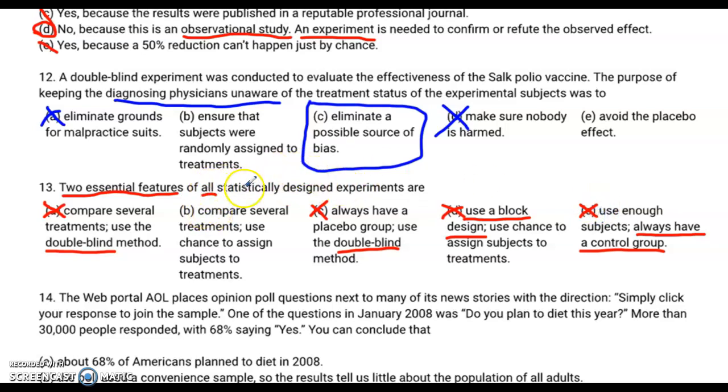Yes, all statistically designed experiments are going to compare several treatments, more than one, and also use chance to assign subjects to treatments. This is your gold standard. We always want to use chance to assign subjects to treatments. Otherwise, we cannot determine the cause and effect relationship.